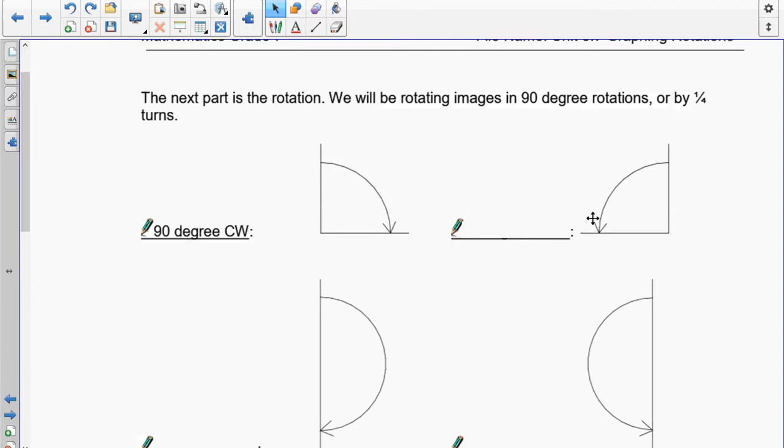If you go over here and look at this one, you'll notice it's the same 90-degree turn, but we're going in the opposite direction. This is the 12, and this is the 9. So we're going counter to the clockwise rotation, so this one's called 90 degrees counterclockwise.